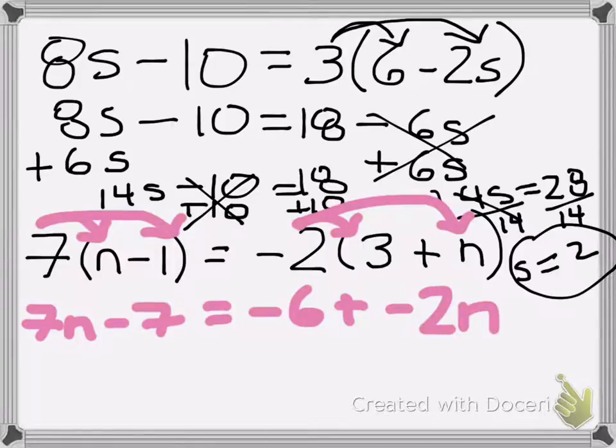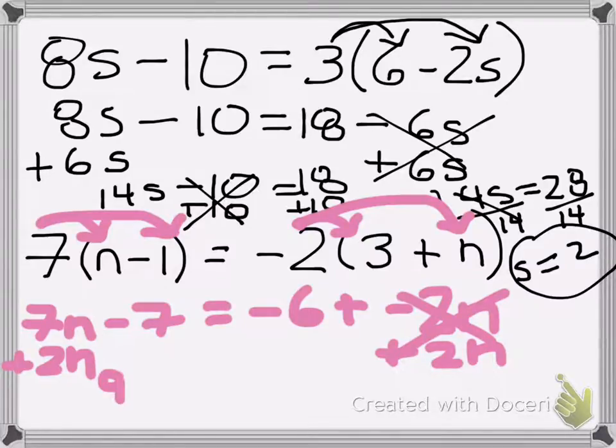Now I'm going to combine my like terms across the equal sign. Remember, I need to add if it's subtracting or subtract if it's adding or positive. So I cross that out because I've eliminated the 2n on that side, and I'm taking it and putting it with the 7n on the other side. So I have 9n minus 7 equals negative 6.